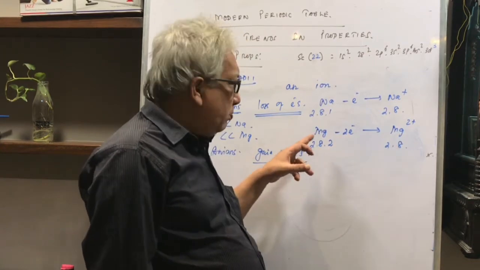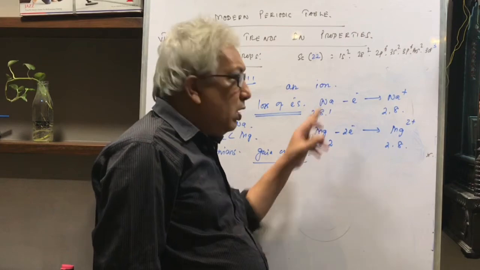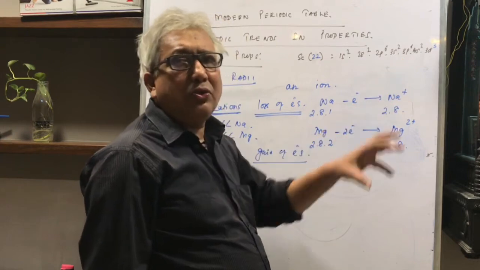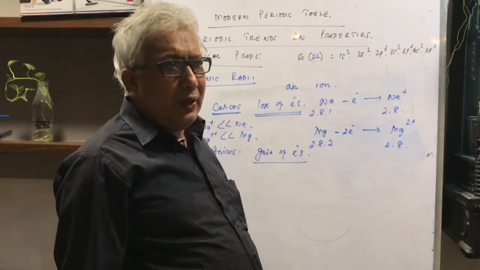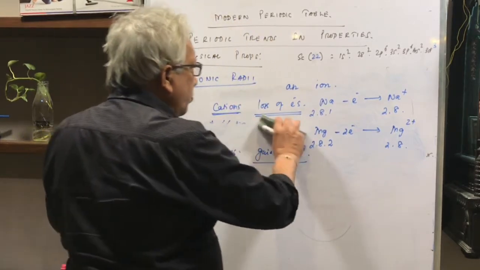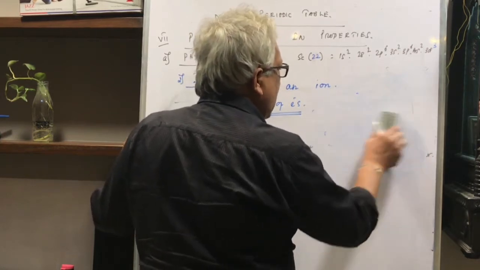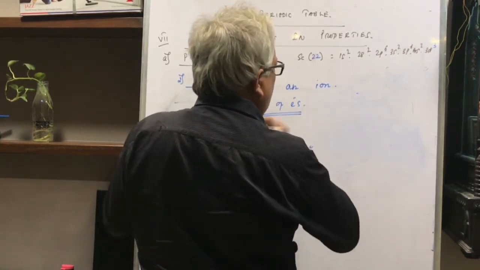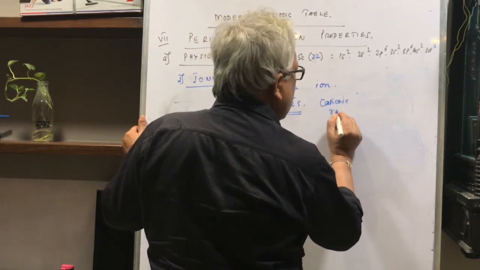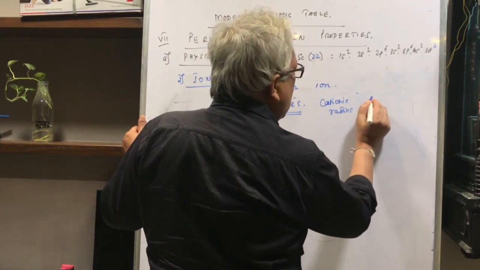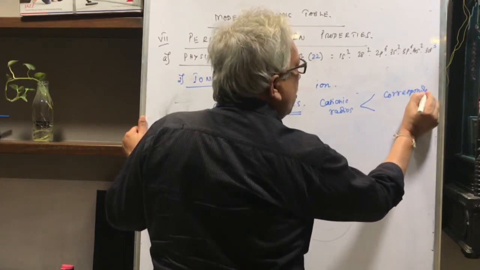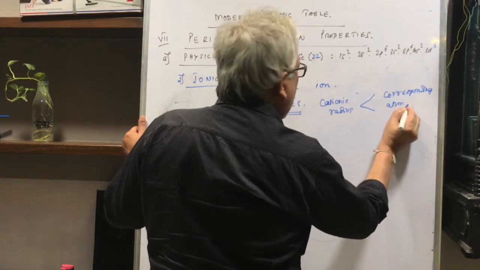The same is the case with magnesium. Earlier 12 protons were attracting 12 electrons, but now the same 12 protons are attracting only 10 electrons. So obviously the attraction on the electrons has become much more, and therefore the size of the cation which is formed is much smaller. All right. So what I have learned here is that the cationic radius is smaller than the corresponding atom. Now what about the anion?